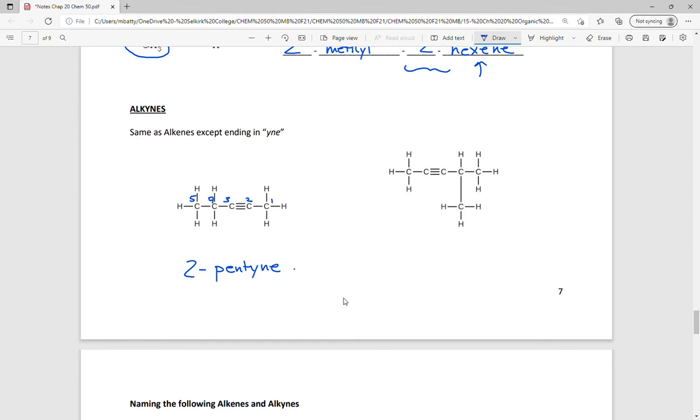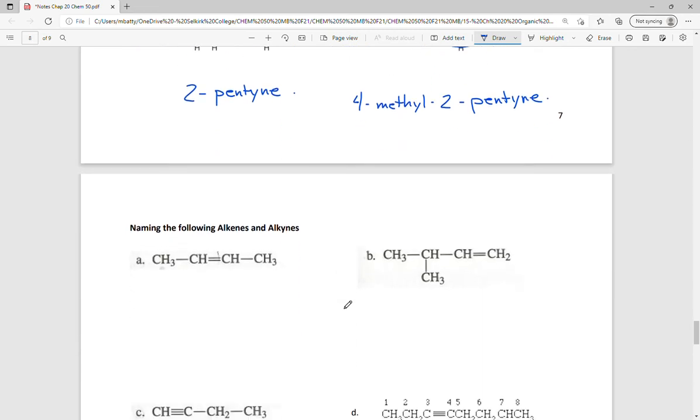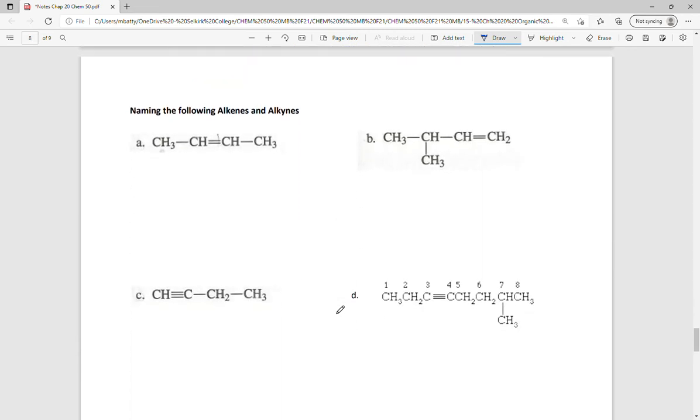Finding this one, taking a look at the longest chain possible and numbering it in the order that gives me the smallest number for my double or triple bond. I can see that there's 5 in a row. It's another pentyne. The location of that triple bond is at the second carbon, and there is a side chain here. So this side chain is at the 4th carbon, and it is a methyl group. So there'd be 4-methyl-2-pentyne as a name. So we'll practice naming these ones, and then we're going to move on to one more variation in our organic chemistry.